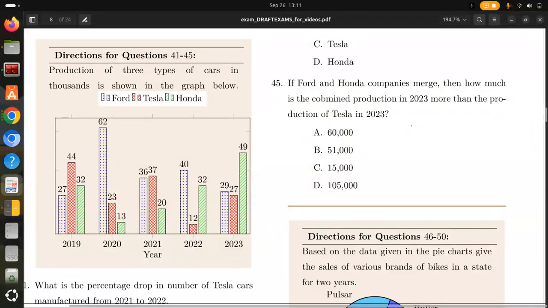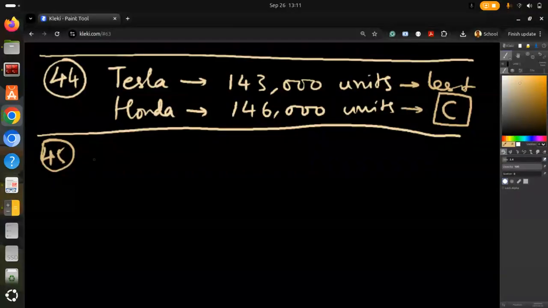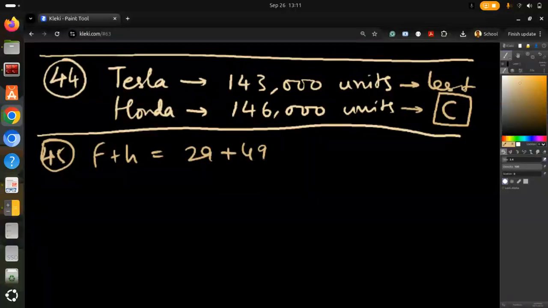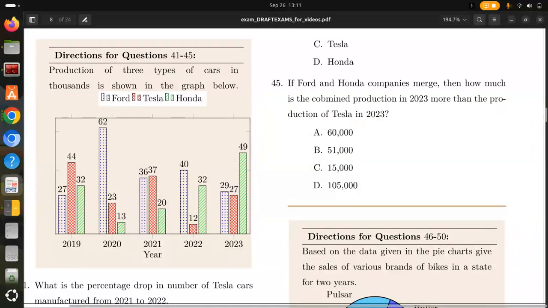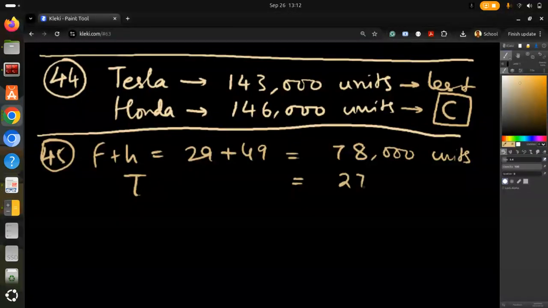So 2023 data only we will see. Ford and Honda, that means the blue and green. So 29 plus 49. Okay, F plus H is 29 plus 49, which will be 4, 5, 6. 9 plus 9 is 18. So 78,000 units. And only Tesla, what is only Tesla? 27 in 2023. So 27,000 for only Tesla.